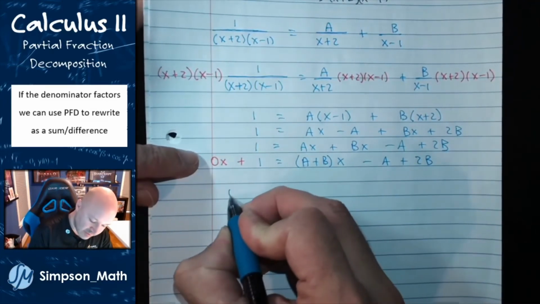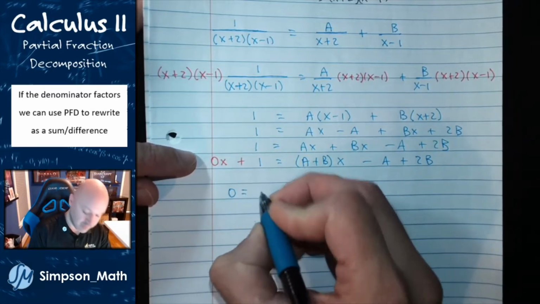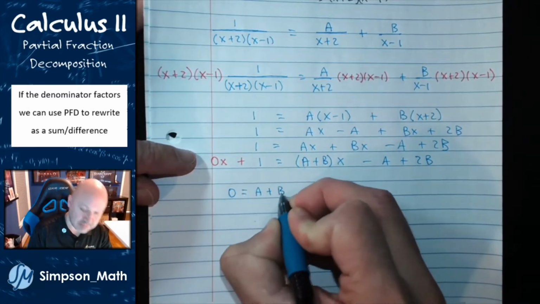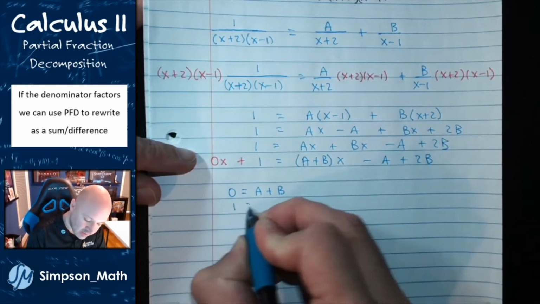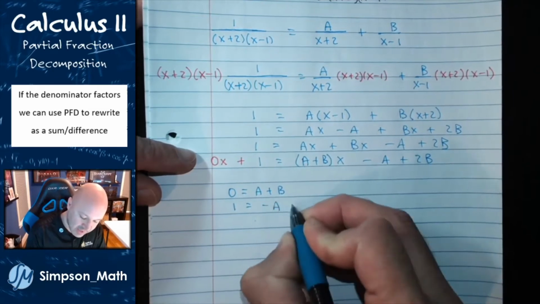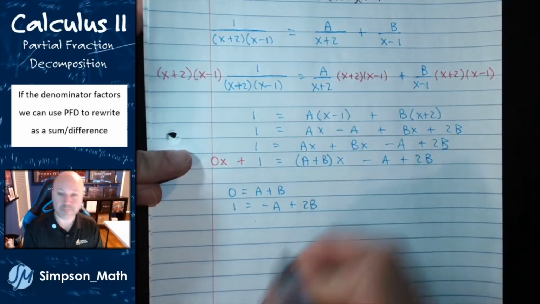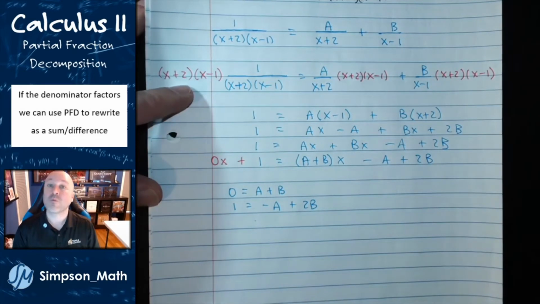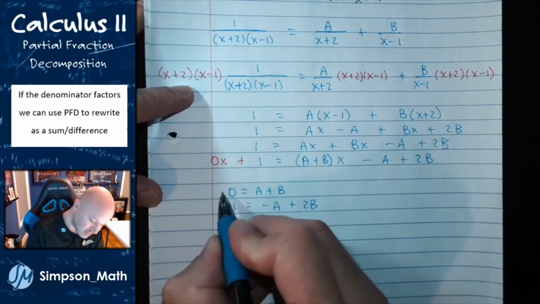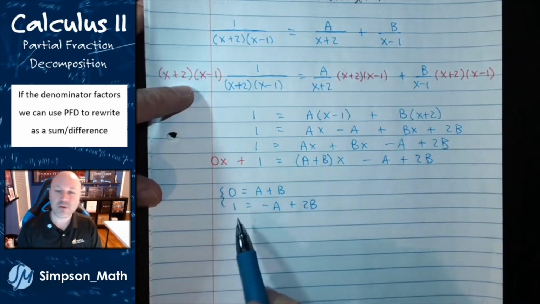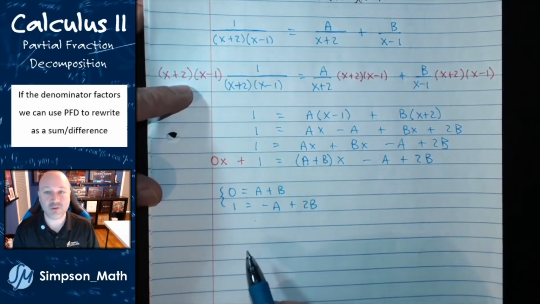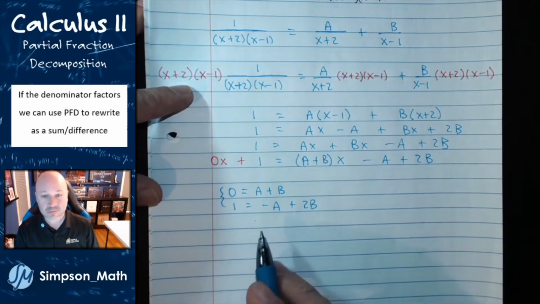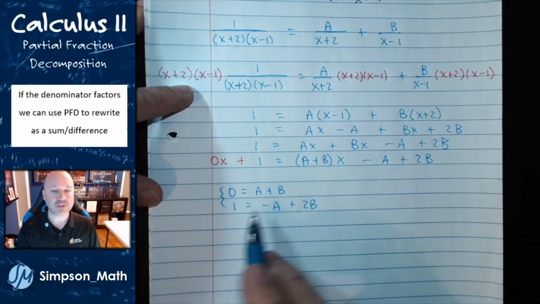So I claim 0x must be equal to a plus bx. 0 must be a plus b. And then the constant 1 must be equal to negative a plus 2b. What I've created here is a 2x2 system, or a system of two equations with two unknowns. There's lots of ways to solve this. You could even use matrices, Gauss-Jordan, elimination. I'm just going to use substitution.